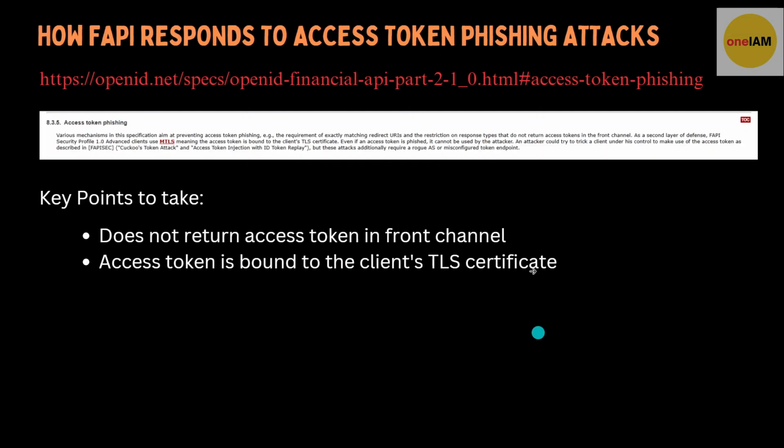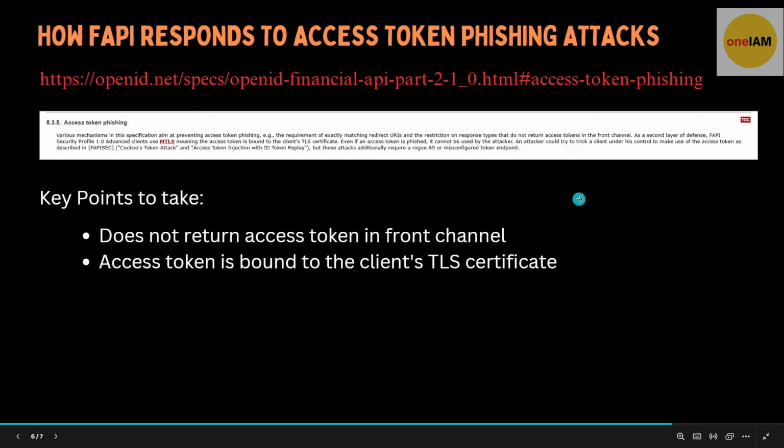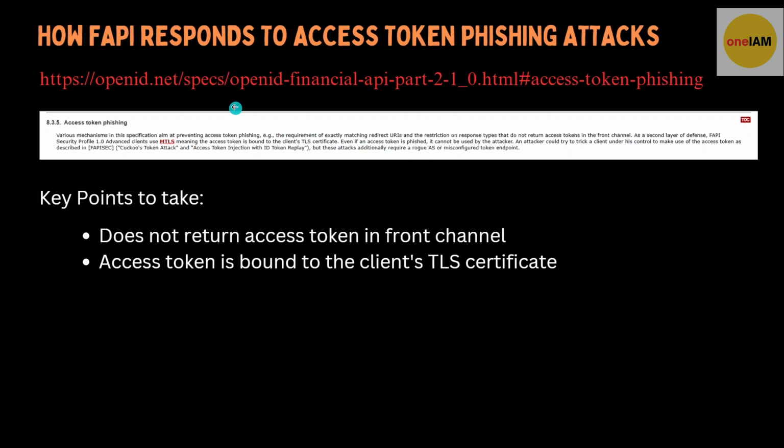So let's talk a bit about certificate bound access tokens. Financial grade API security introduced certificate bound access tokens to mitigate phishing attacks. They have mentioned this in the specification as well. In section 8.3.5, they talk about access token phishing attacks. Key points to take are that they don't return the access token in the front channel, and the access token is bound to the client's TLS certificate.